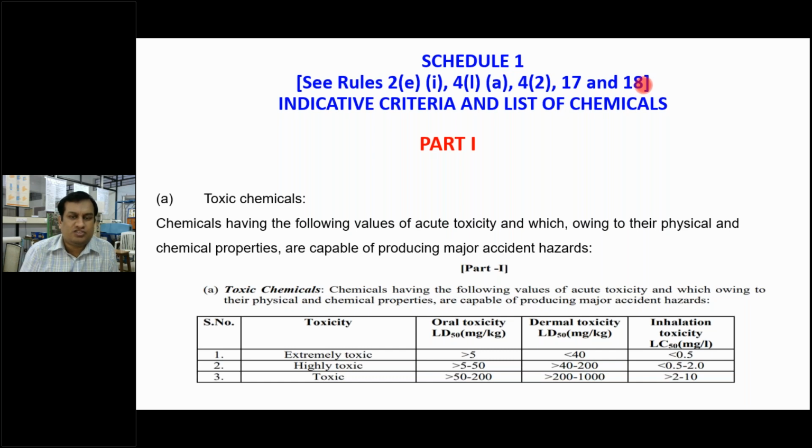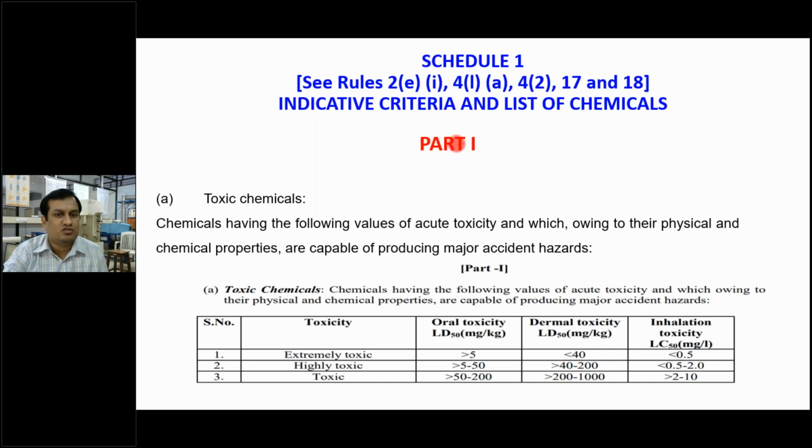So if you want to check the exact references for this schedule, then you can go to the rule again. And if you want to check what exactly the linkage is, what the reference is, then after reading that particular rule, you can understand this rule is applicable to this schedule and this schedule is applicable or linked to the rule, right? So the indicative criteria and the list of chemicals are given in this schedule 1. Under this schedule, again there are two parts.